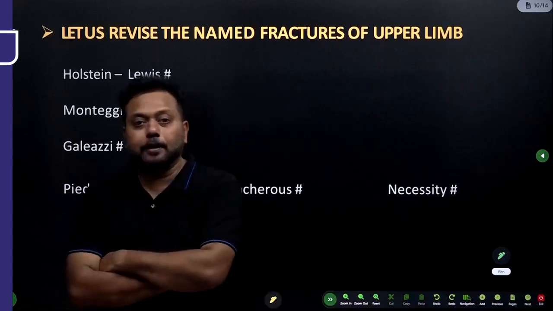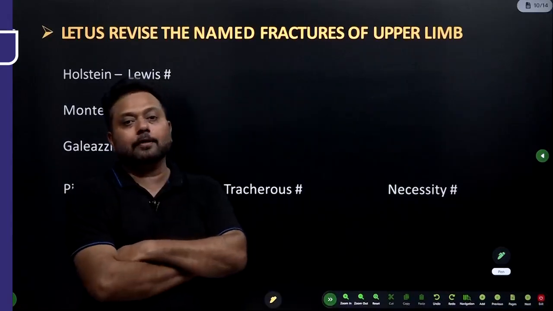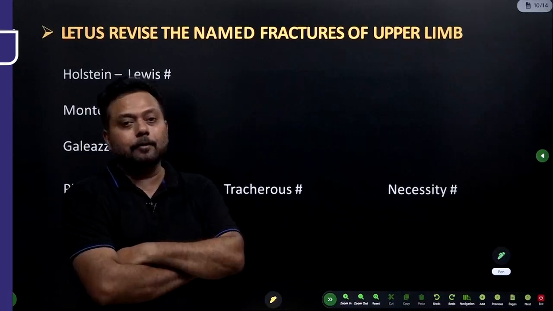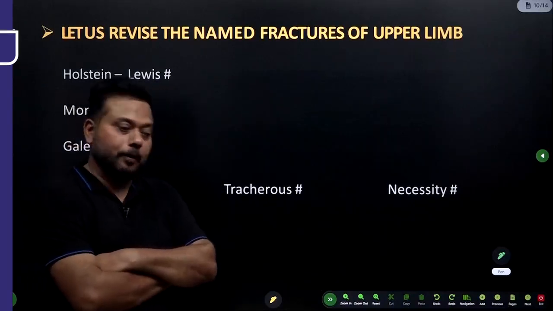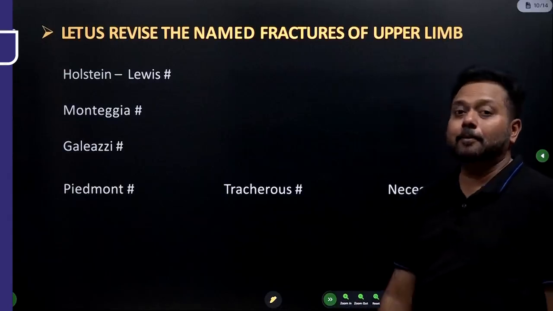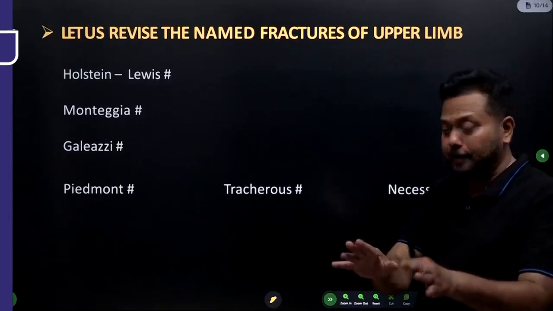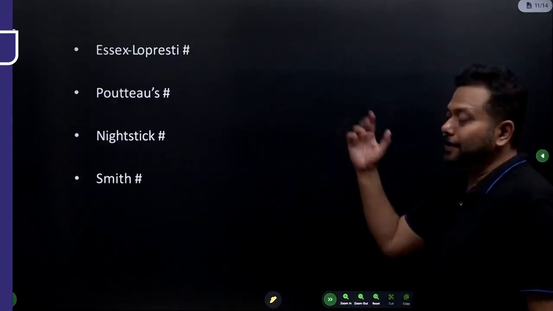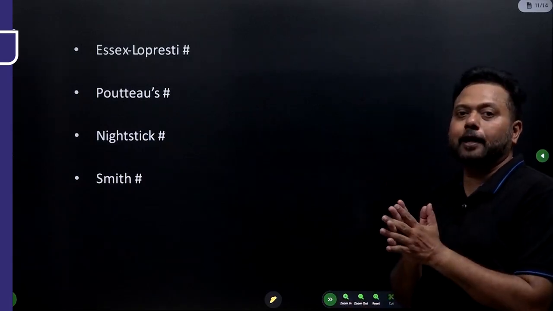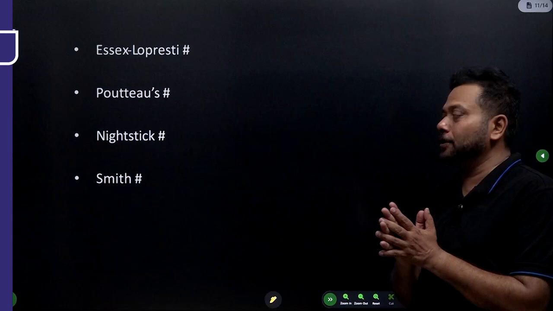There are two fractures of necessity. One is Galeazzi fracture, another is lateral condyle fracture of the humerus in a child. Fracture of necessity means 100% surgery is necessary. Then Essex-Lopresti fracture is a combination of Monteggia and Galeazzi. It is a comminuted fracture of the radial head with distal radioulnar joint subluxation.